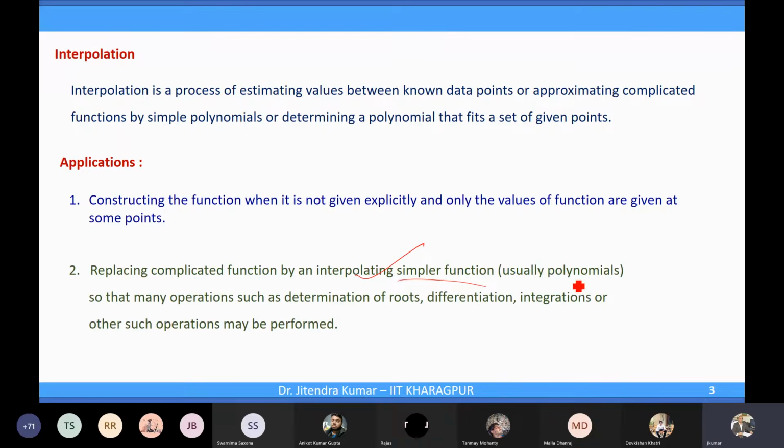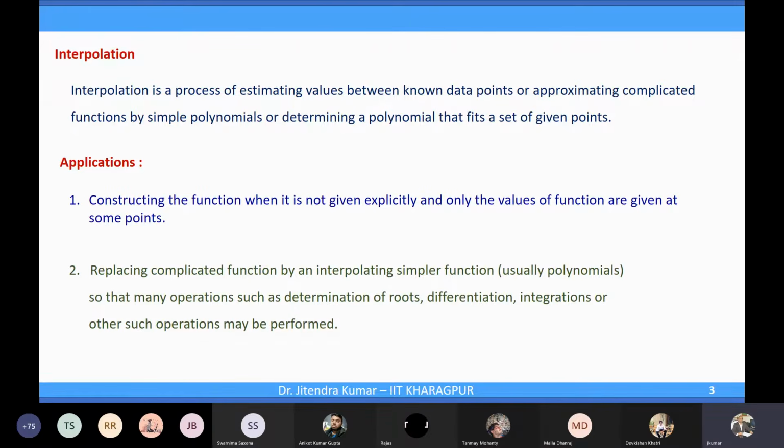So many operations such as determination of roots, differentiation, integration, or many other operations may be performed, because all these operations are easier to perform on polynomials. That is the idea of considering these simple functions, that is, the polynomials.